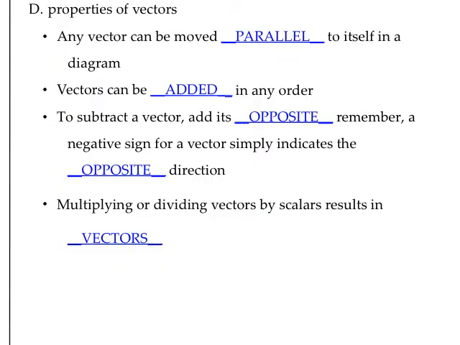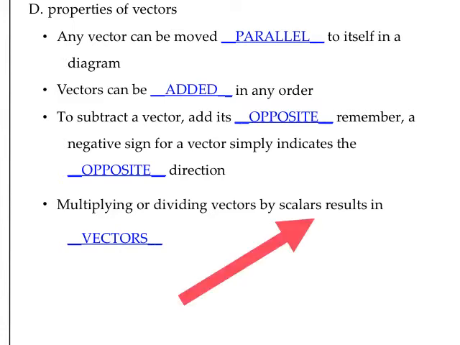Next, we just have some general properties about vectors. Any vector can be moved parallel to itself in a diagram. What this means is I can move the vector around, but I cannot rotate it. We can also add vectors in any order, and then to subtract a vector, you're adding its opposite. So remember, a negative sign for a vector simply indicates the opposite direction. And then if you multiply or divide vectors by scalar quantities, you're still going to get a vector quantity as your answer, which means you want to look for a direction in your final answer.